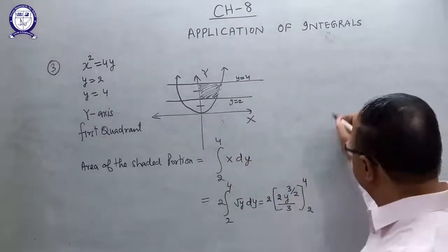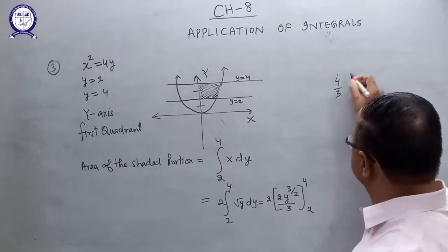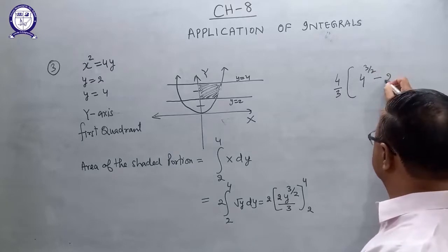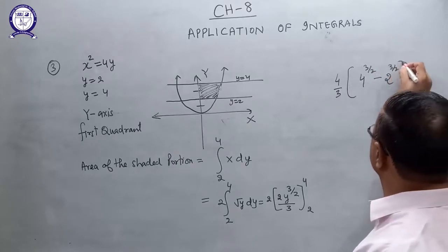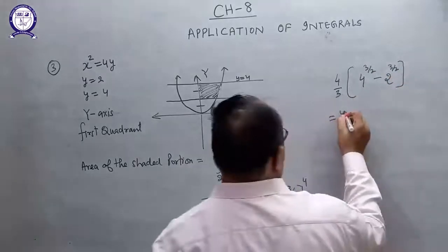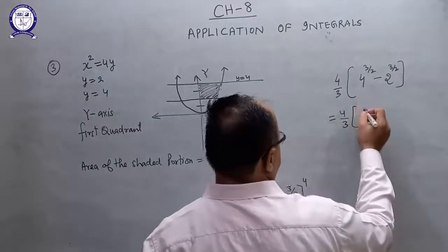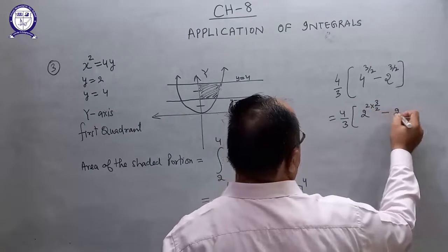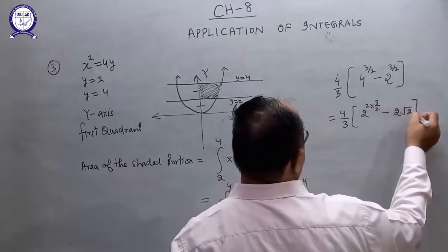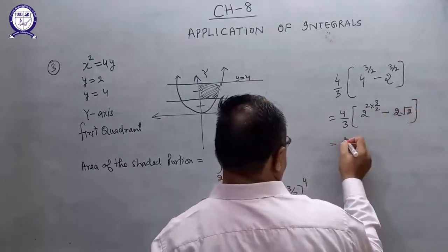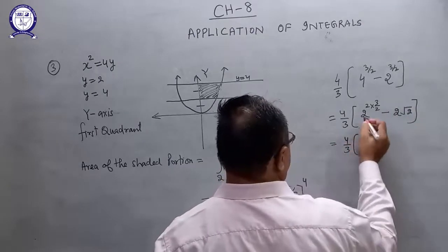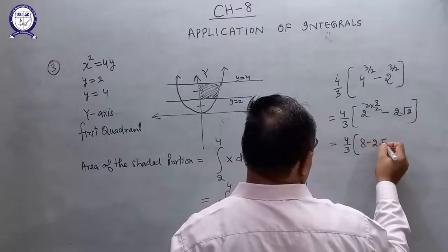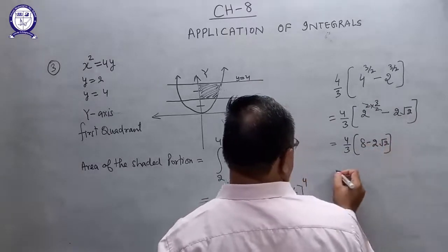Now 2 into 2 is 4 by 3 outside, and 4 to the power 3 by 2 minus 2 to the power 3 by 2. 4 to the power 3 by 2 is 2 to the power 2 into 3 by 2, that is 8, minus 2 root 2. That is 4 by 3 into 8 minus 2 root 2. This is the answer.